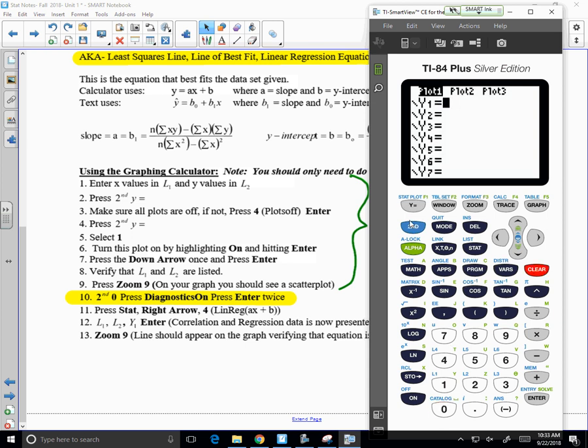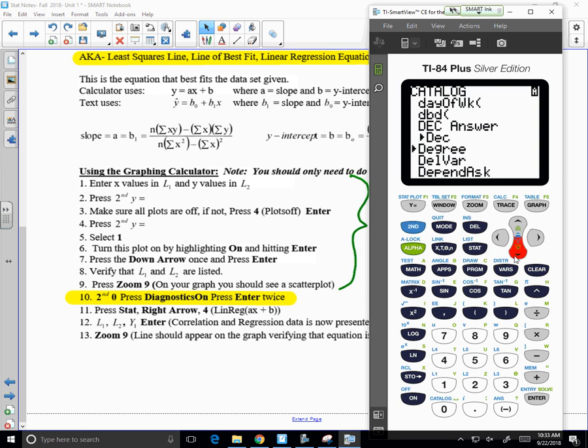Follow along with this. Second 0. And we want to go down to where it says DiagnosticOn. Scroll down, or you see this X^-1 key right above it, it says D. We have an alpha lock on here. If I hit that key, it's going to shoot me right down to the D section. It's a little shorter, but you could just scroll down too.